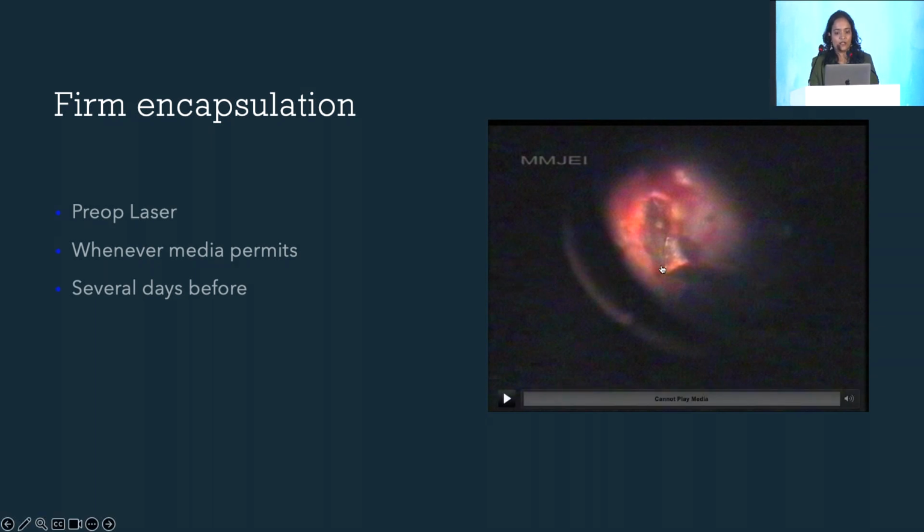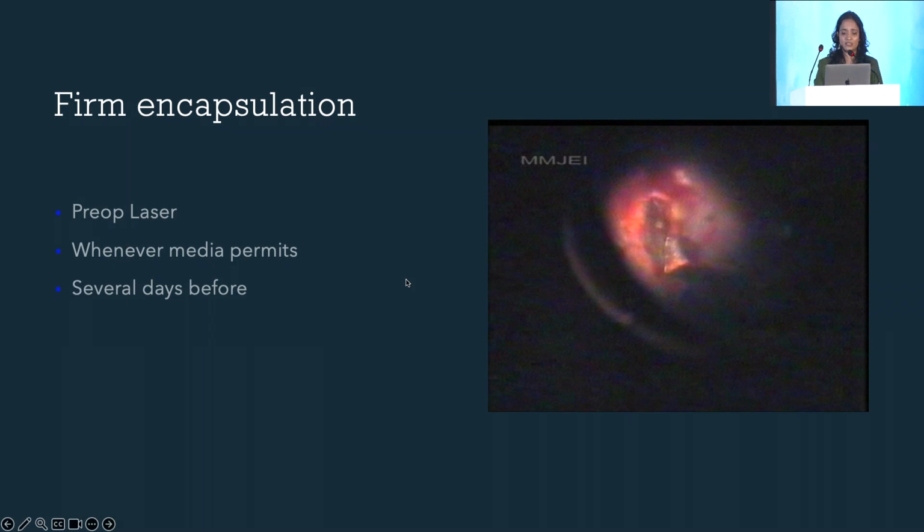This is a scenario that we can encounter where there is a firm encapsulation of the foreign body by the coats because of an inflammatory reaction. So whenever the media permits, if possible, pre-operatively, even in fact several days before, we can opt to laser around this foreign body and its encapsulation, so that during surgery at PVD induction, which again has to be at the margin of this foreign body, it can prevent a tear formation.